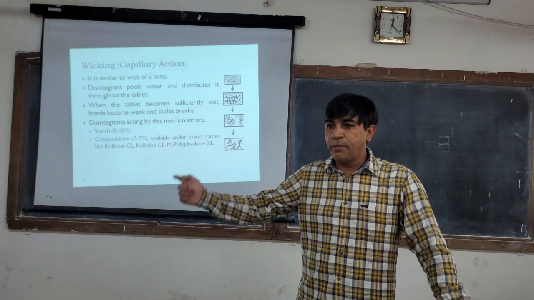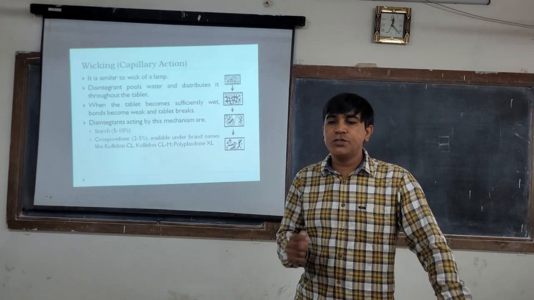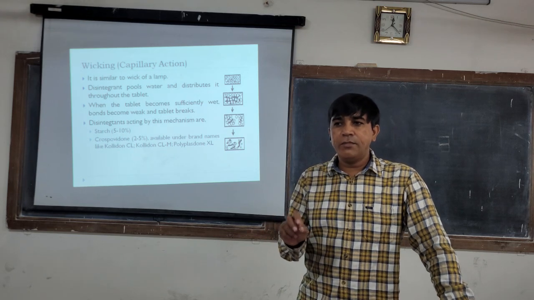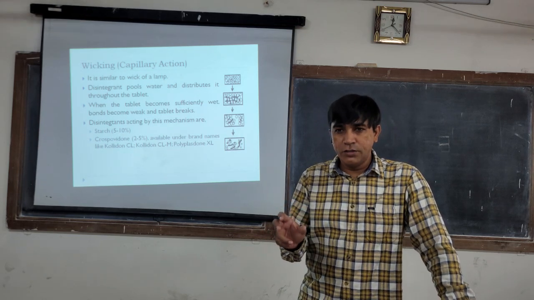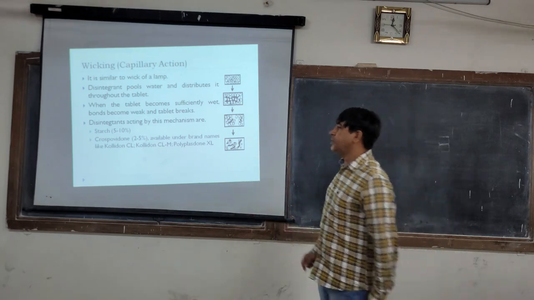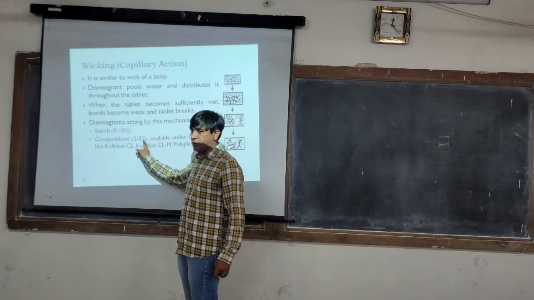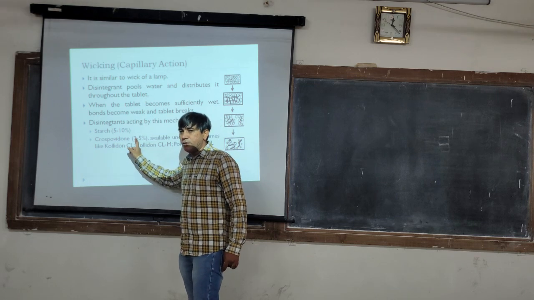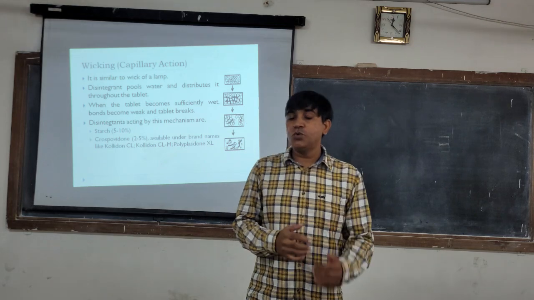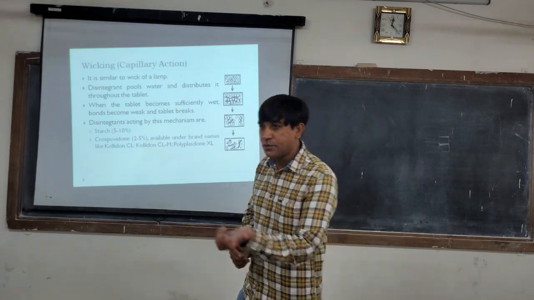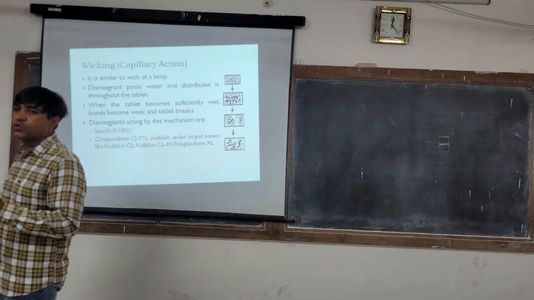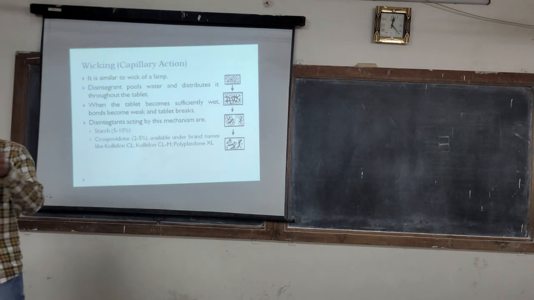Starch paste is used as a binder. Starch itself is used as a disintegrant. Crosspovidone is available under the brand name of Polidone CL. Okay. It is normally used in the concentration range of 2 to 5%. It is considered as a super disintegrant. There are some disintegrants which are considered as super disintegrants because they disintegrate the tablet at a low concentration within a short span, and that's why they are called super disintegrants.